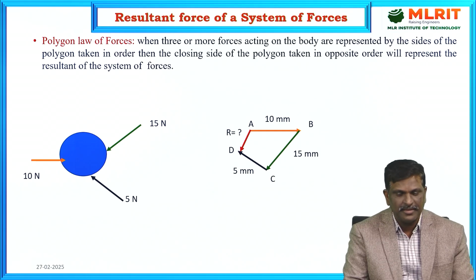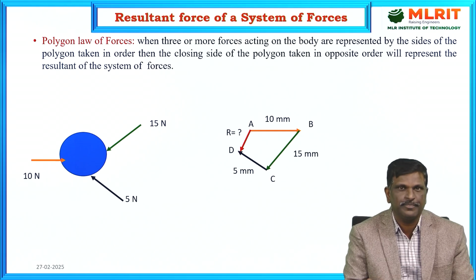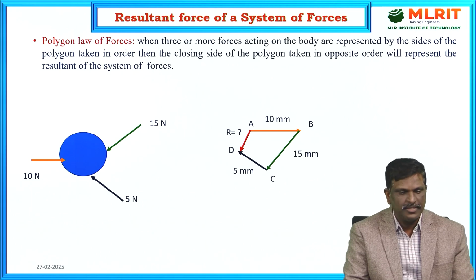That means the line AD represents the resultant. To find the magnitude of the resultant here, measure the length of the AD line and convert it into newtons by using the same scale which we have used, and similarly find the angle of AD with respect to any one of the forces. This is how we can find the resultant of a system of forces by using the polygon law.